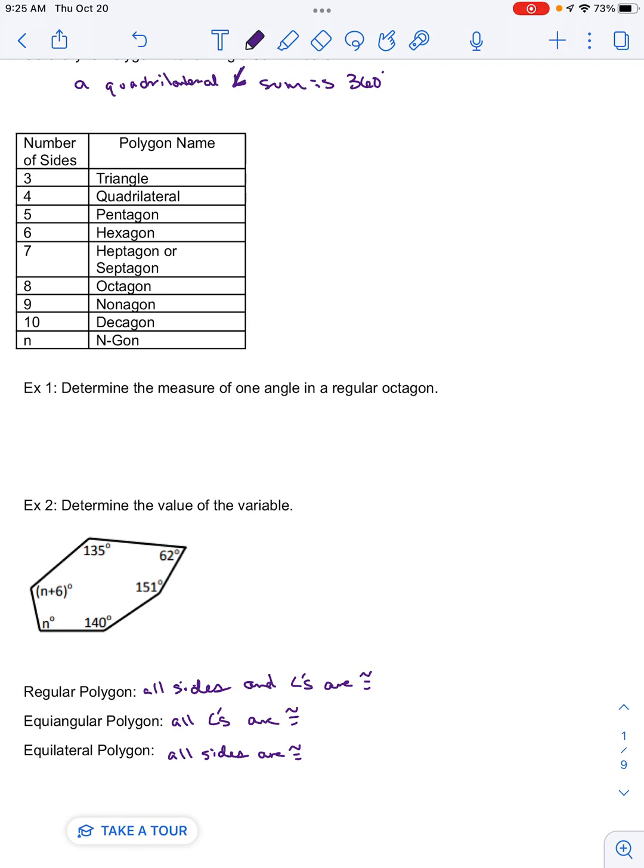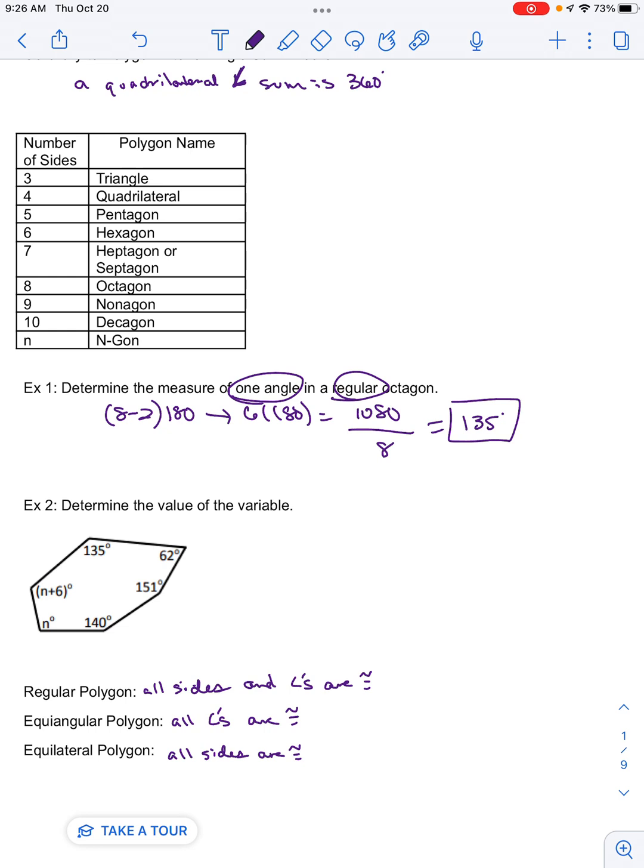So let's talk about example 1. Determine the measure of one angle in a regular octagon. An octagon we know has 8 sides. So I have 8 minus 2 times 180, which is really 6 times 180, which is 1080. Now, I only want one angle. Since it's a regular polygon, all the angles are the same, so I can divide that by the number of sides. So I'd have 1080 divided by 8, which gives me 135.